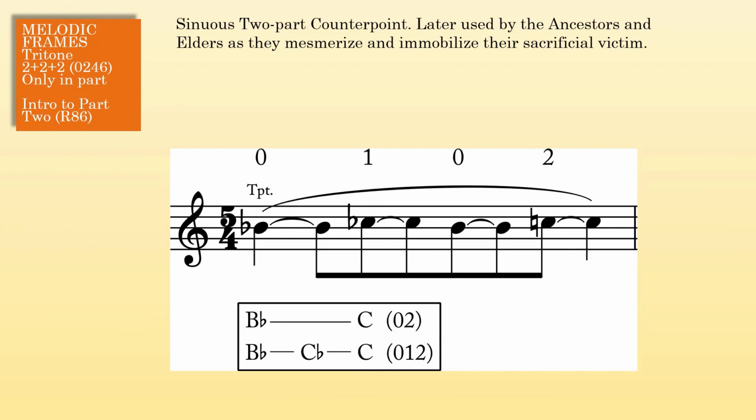The 0, 2, 4, 6 frame is sometimes presented only in part, as a pair of whole tones or as a single whole tone. Despite the partial presentation, these melodies are still usually suggestive of the mysterious mystical or the implacable fateful. This little melody is part of a mysterious, sinuous two-part counterpoint for two trumpets. Later, this tune is used by the ancestors and elders as they mesmerize and immobilize their sacrificial victim.